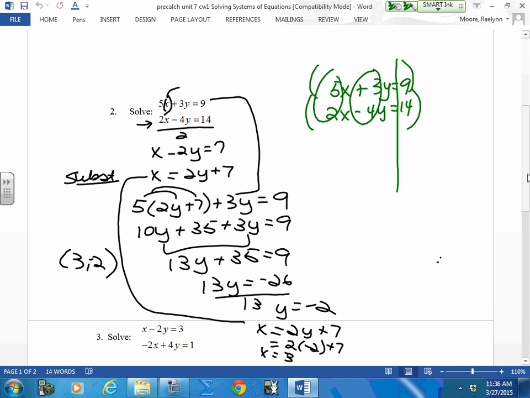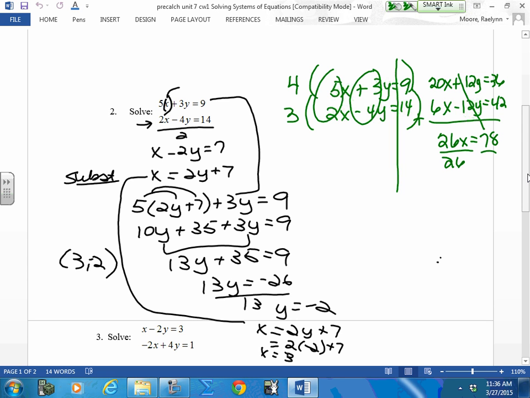So if I multiply everybody here by 4, I get 20x plus 12y, and you've got to multiply the 9, equals 36. I multiply everybody by 3: 6x minus 12y equals 42. Does that sound familiar now for elimination? When I add them together, out goes the y's. 26x is equal to 78. I divide by 26, and x is equal to 3. We did find x was equal to 3.